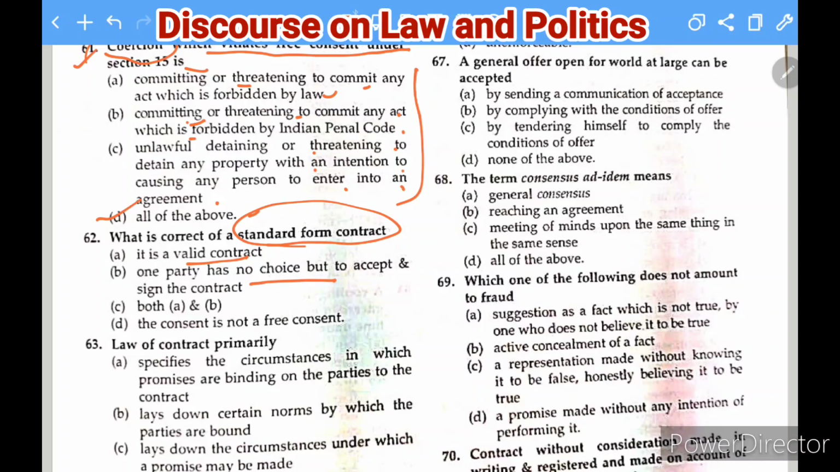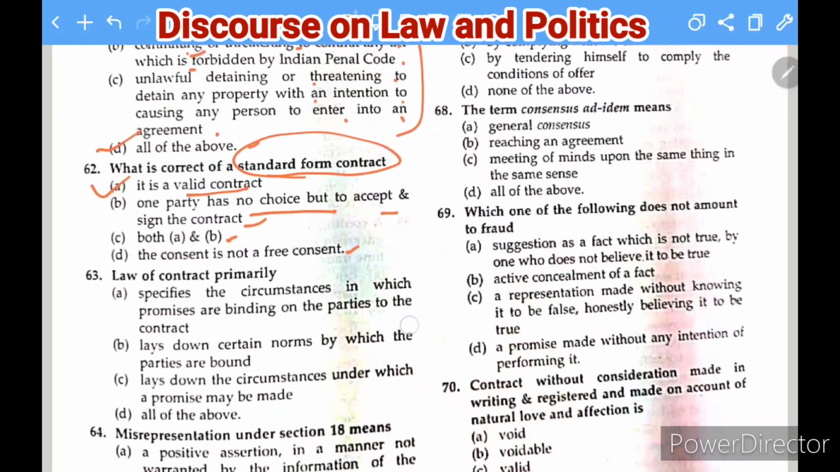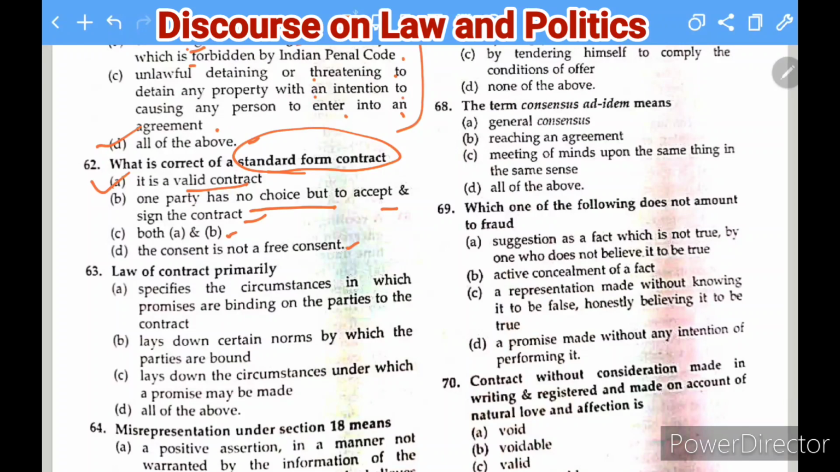One party has no choice but to accept and sign the contract. Both A and B, the consent is not a free consent. So which is the right answer here? Just give your answer here. So standard form of contract is a valid contract. Okay, so even though you don't have any choice, it would be a valid contract.